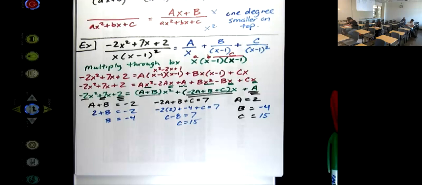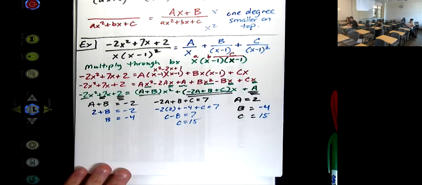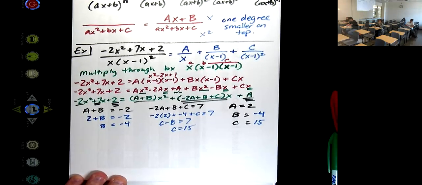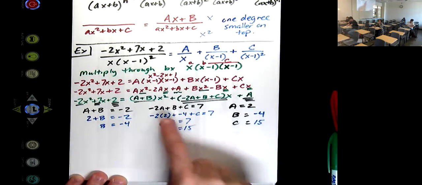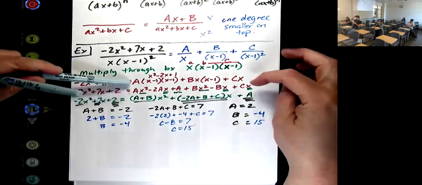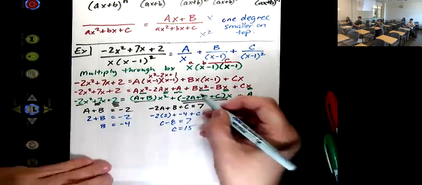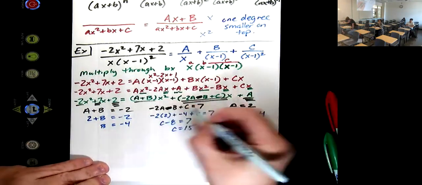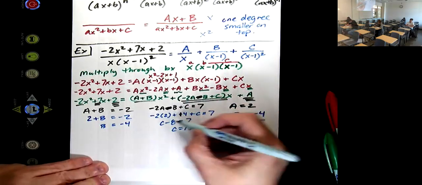They have another value. What am I doing wrong here? That's a minus B. That's the problem. So I just get C equals 7.